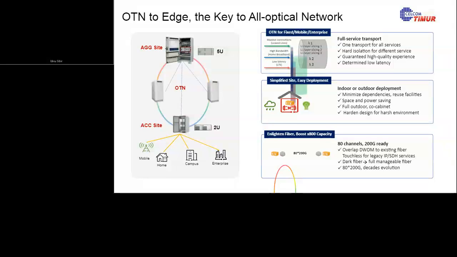The MS-OTN equipment deployed in our network is highly integrated with low power consumption, and it can be installed in both indoor and outdoor scenarios. For instance, in the aggregation nodes, the 5U boxes were installed in outdoor cabinets where there is limited space. With OTN to edge, it can enlighten the fiber and boost the fiber capacity greatly. It is quite obvious that with 200 gig ready systems, it can bring up to 80 times 200 gig capacity, which will meet decades of evolution. In addition, with a lot of built-in functions in the OTN system and management systems, it can manage all the fiber effectively.